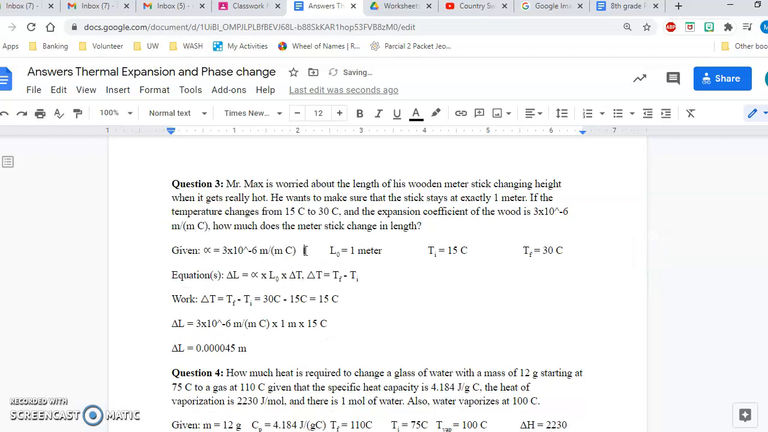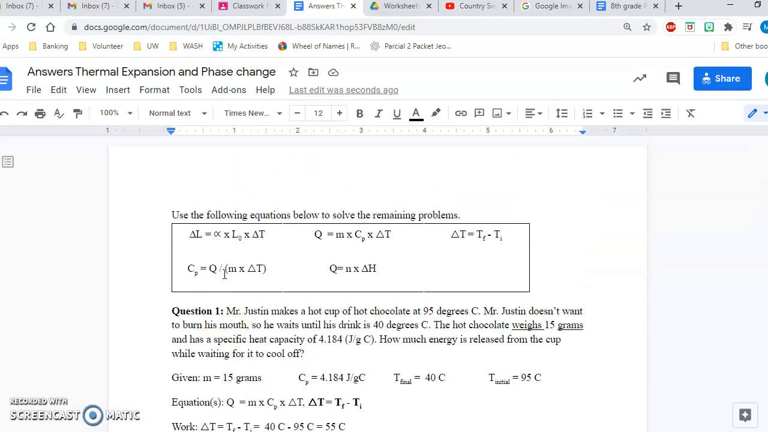for our alpha. So anytime we're doing these kinds of problems and we see a small number, that's going to be our alpha. Our starting length is our L0. Our starting length, and we're going to say that is 1. And then our temperature is going to be the exact same as it was in our first other examples. We're going to have starting at 15 and going to 30. Initial is 15. Our final is 30. F for final.